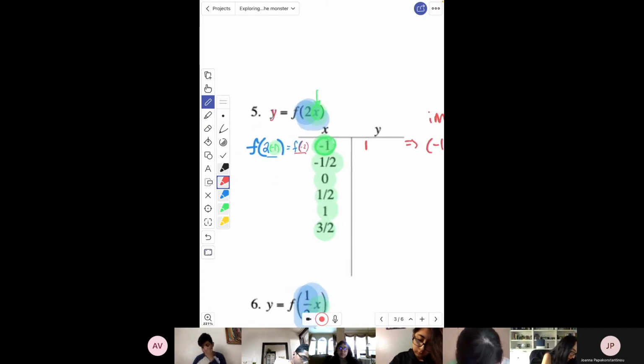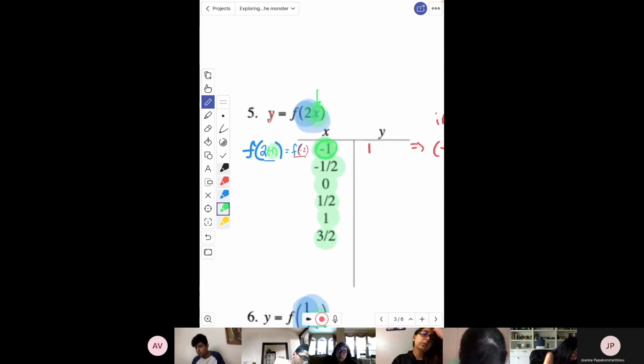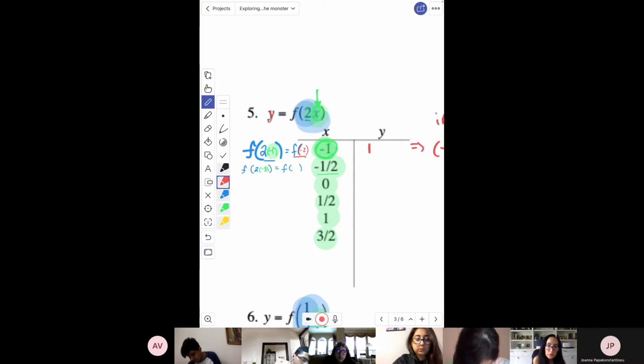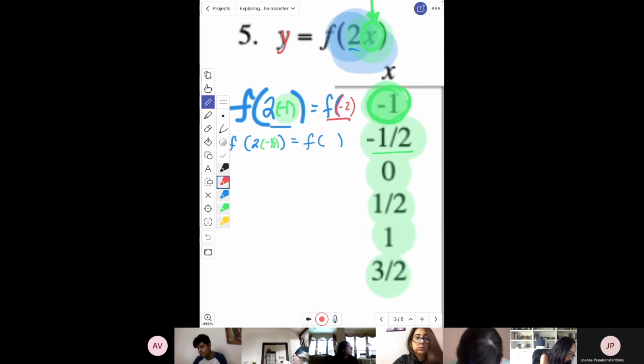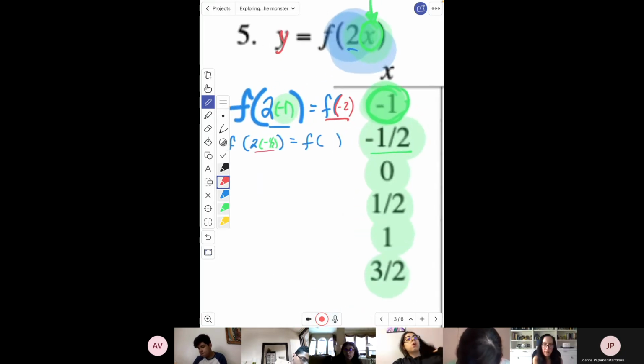Now I'm going to do the same thing. I'm going to take this x and substitute in here. I'm in essence doubling it, right? I'm multiplying it by 2. So the function here is 2 times this x value, which is really the function evaluated at what? What's 2 times -1/2?